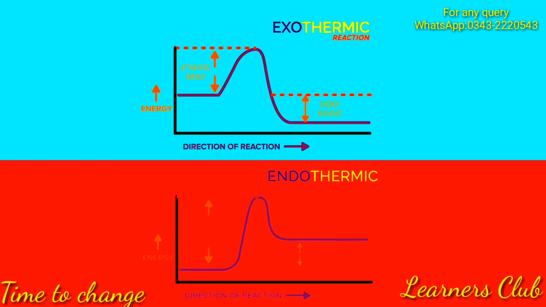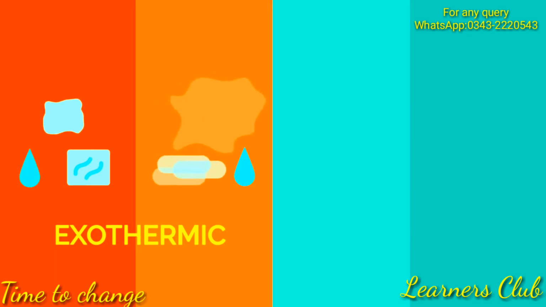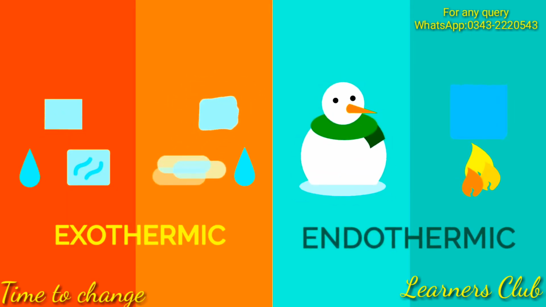Exothermic reactions start with more energy and end with less, while endothermic reactions start with less energy and end with more. Freezing and condensation are exothermic because bonds need to be made, which gives out energy. Melting and boiling are endothermic because bonds are broken, which requires additional energy. Think of the snowman again. And finally, exothermic reactions are more common.